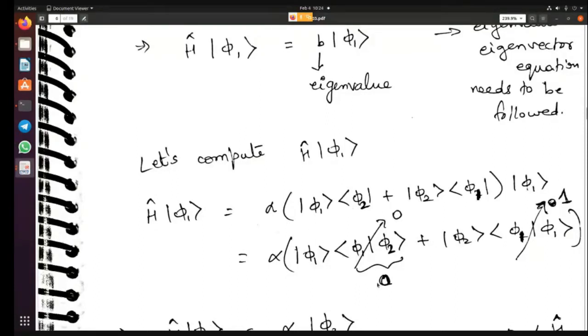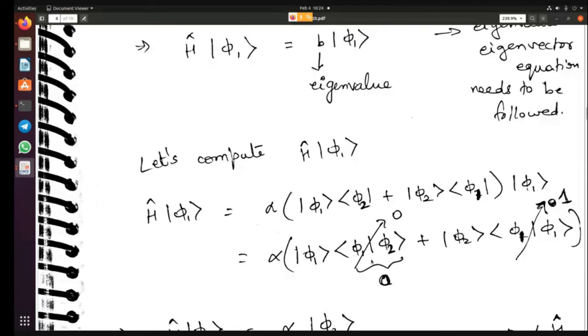Sorry, there is a typo here, but anyway. So you have phi 1, and then this should be phi 2, and this should be phi 1, right? This phi 1, I'm taking it here. So please correct this typo in your notes, okay? So this phi 1, and this should be phi 2, and this should be phi 1, okay?